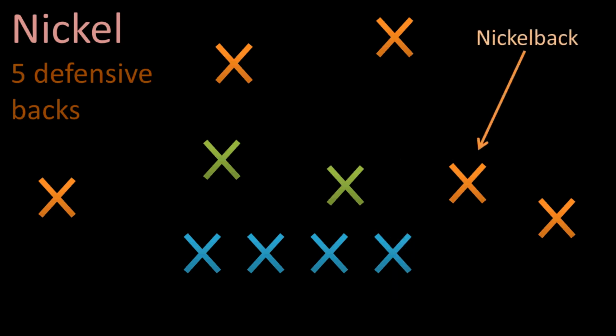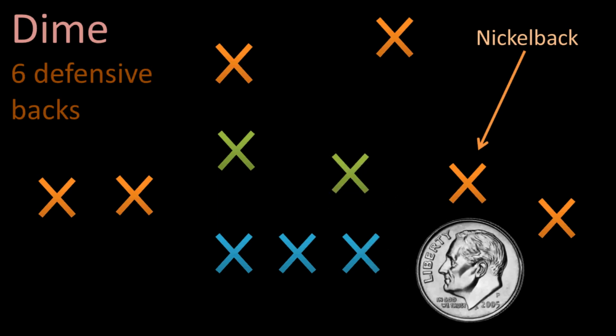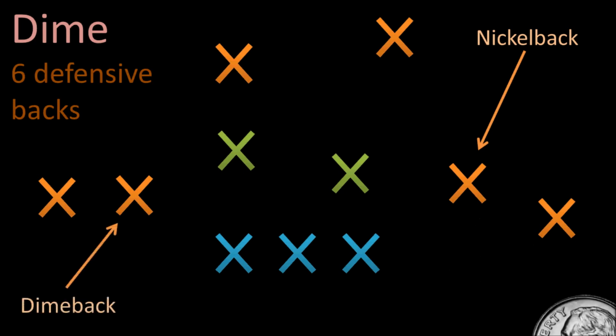If there is a situation in which the offense is almost guaranteed to pass, if say they've got 4 or 5 wide receivers on the field, then the defense can go into what is called the dime. The dime means that we've got 6 defensive backs on the field. So you might say that it's like having 2 nickel backs. And so back to the money, a dime is worth 2 nickels. So that's where we get this name. We've got our nickel back, and then we've got our dime back.